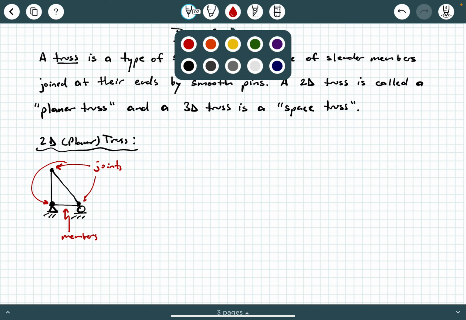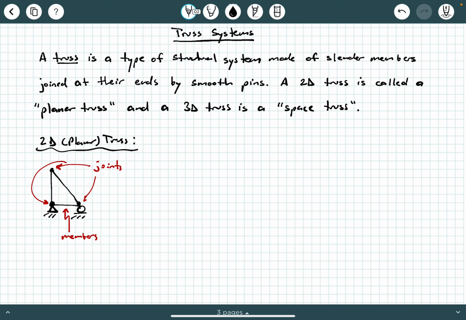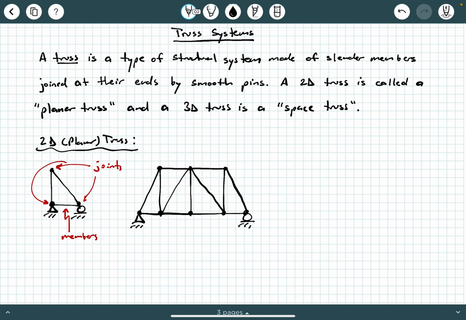What would be another example of a truss? Well, you could have one that's a little bit more complicated. Let's see if we can draw straight lines again. So here you see we've got several members and several joints. And let's say it's supported by a pin and a roller. So here, how many joints do we have? Well, we'll just count them: 1, 2, 3, 4, 5, 6, 7, 8 joints.